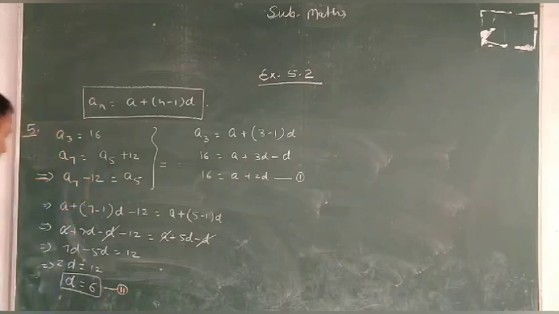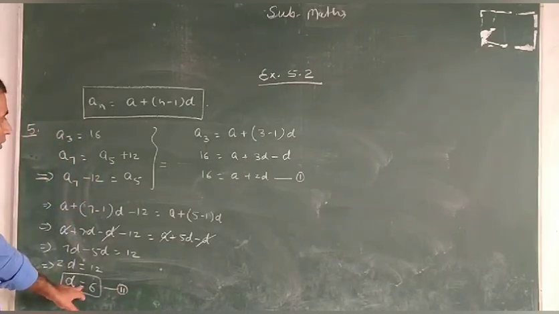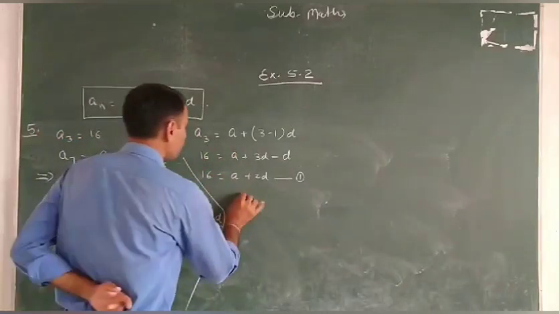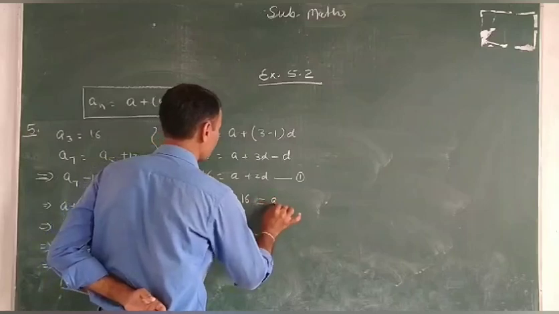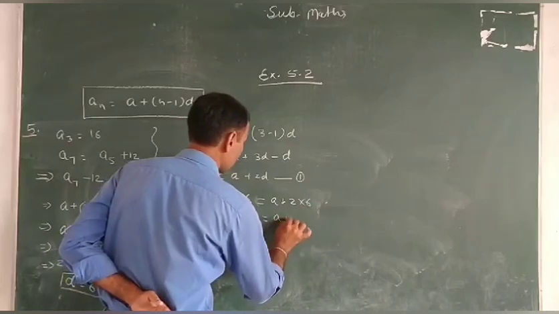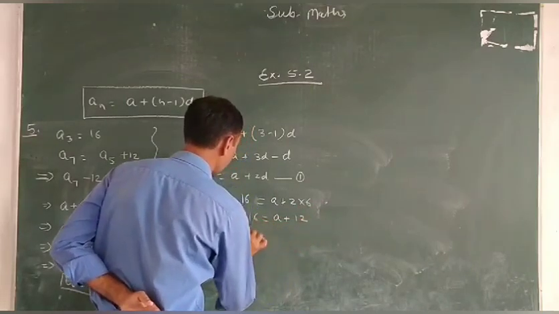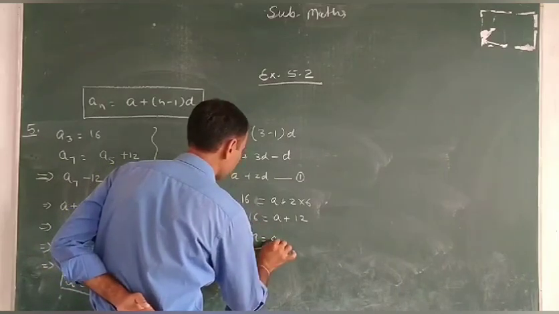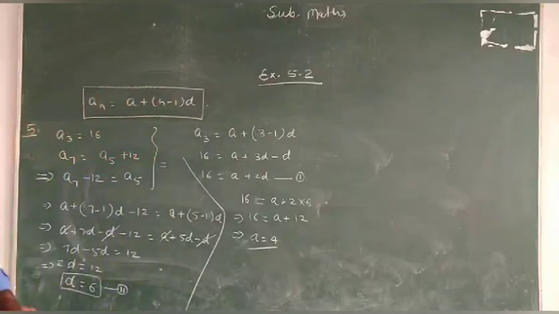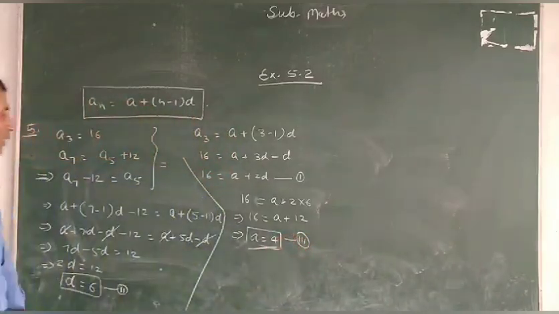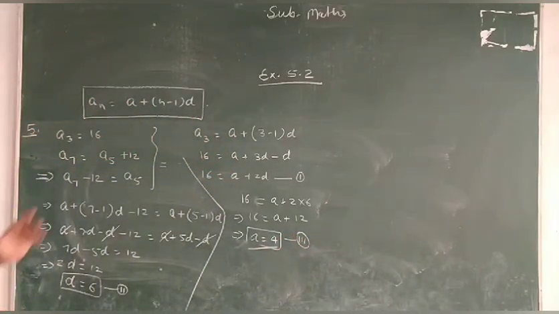It's equation second. We can use this value in equation first. So from equation first, 16 is equal to A plus 2 into 6, and A plus 12, or we can say A will be equal to 4. It's equation third. So now we have the value of A and D both.